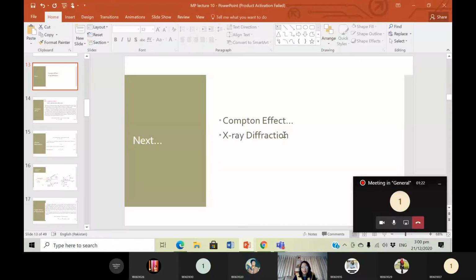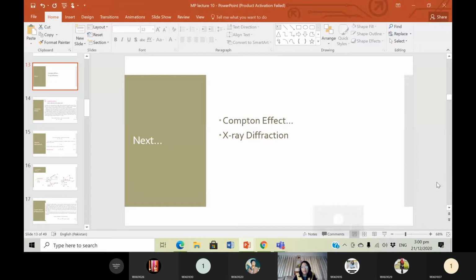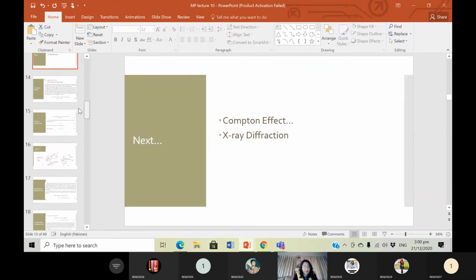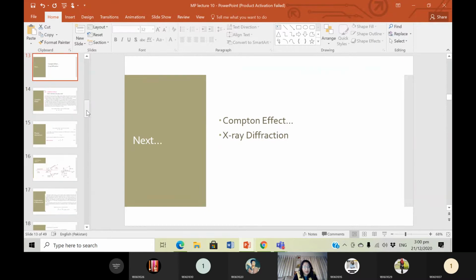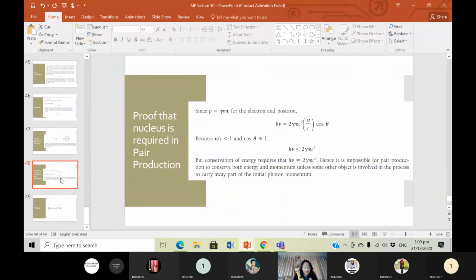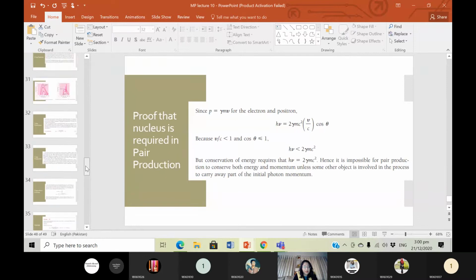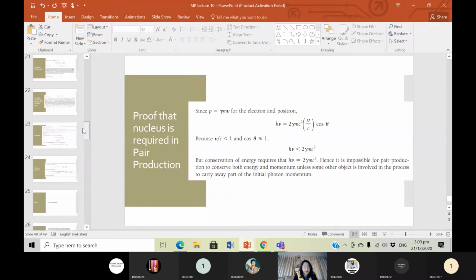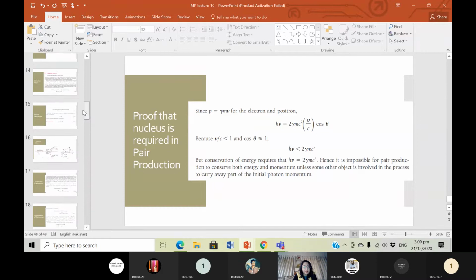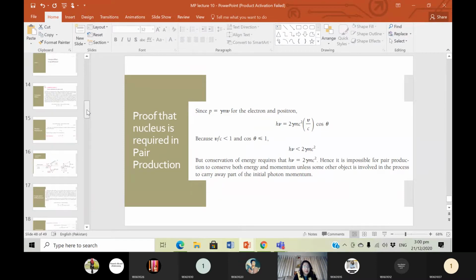I think we can go ahead and start. So today we'll be doing Compton Effect and X-ray diffraction. Let's see if we're able to complete both of them. We are right now on slide number 13, and we have to go up till slide number 48. So we have 2 more lectures left, today and tomorrow, so I hope that we'll be able to finish everything by then. We have a quiz on Wednesday.